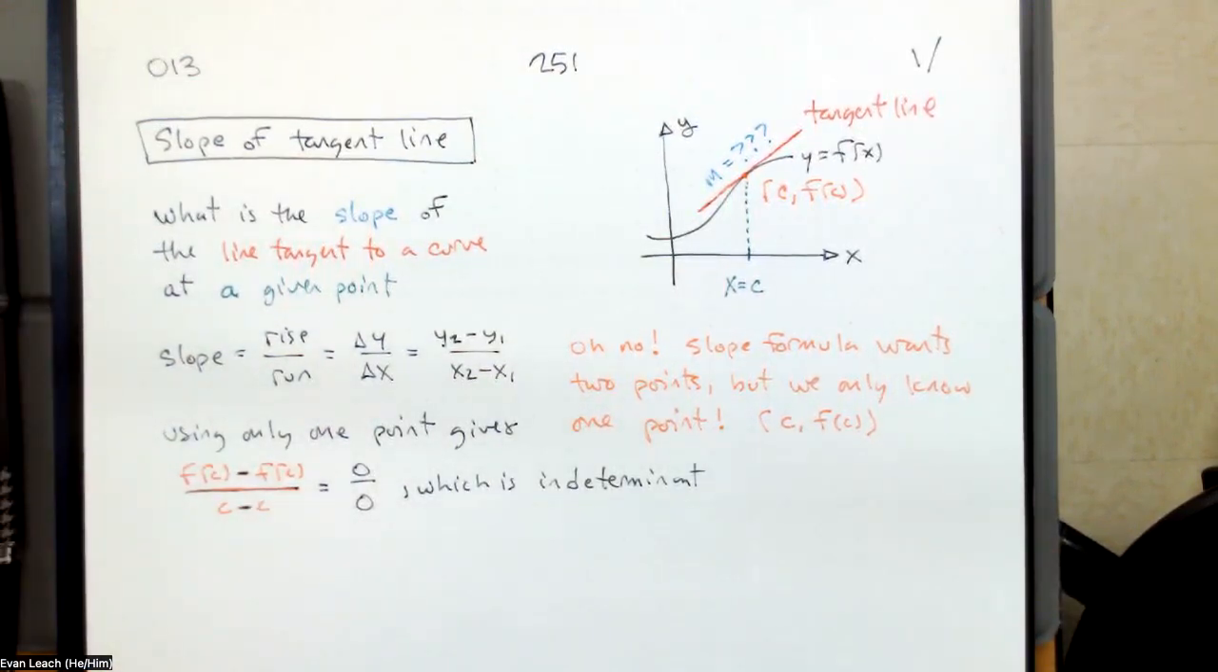This is not undefined. If you have a constant divided by 0, that's undefined, meaning that it cannot be given a value. 0 over 0 is indeterminate. It can be given a value, but who knows what value it could be. Sometimes 0 over 0 is 1, sometimes it is 0, sometimes it is infinity, sometimes it is negative infinity. It could be whatever we want it to be, depending on the situation, which makes it kind of not useful.